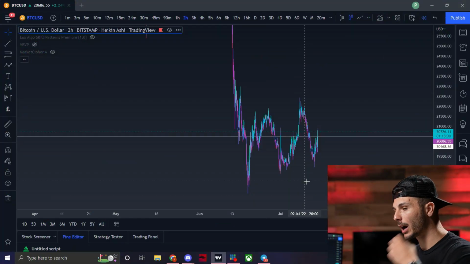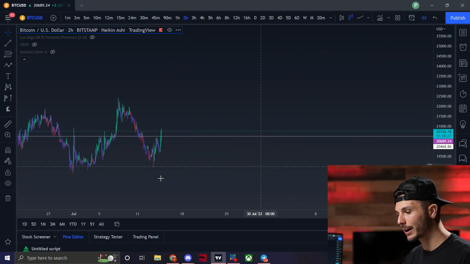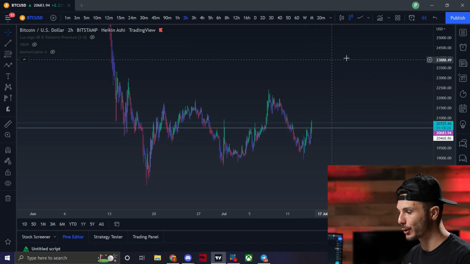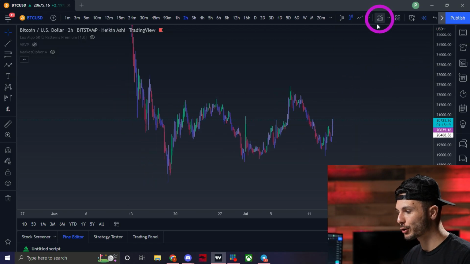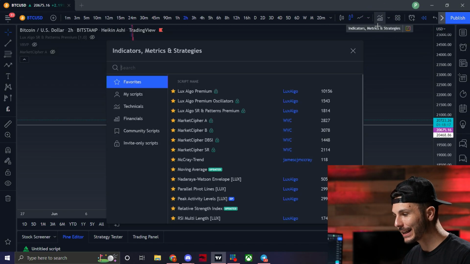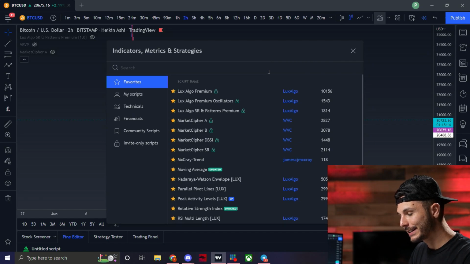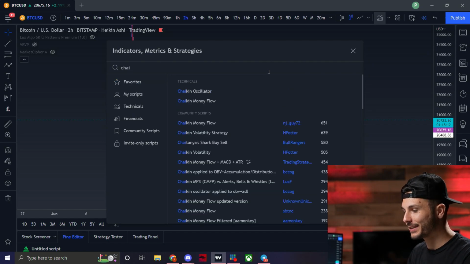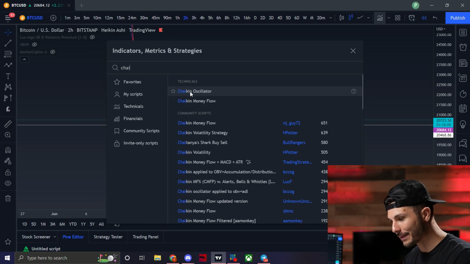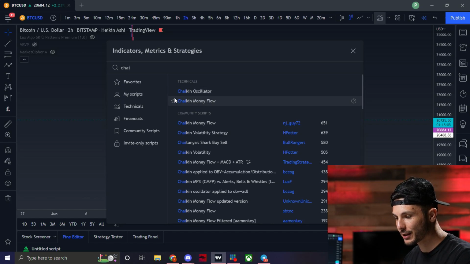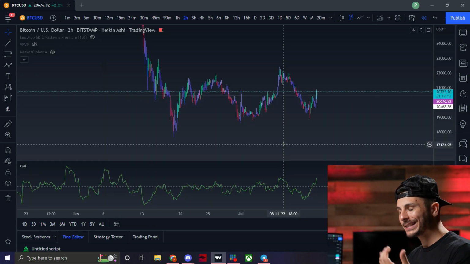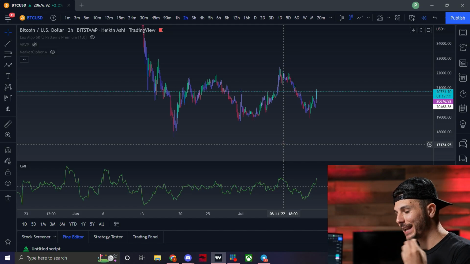So here we are on the Bitcoin 2-hour chart. And to add this indicator to your chart, you're going to want to go up here to your indicators button and click there and type in CHAI, and you will see it pop up right here. We're not going to look at the Chaikin oscillator. We're going to look at the Chaikin money flow. So you can add it to your favorites by clicking that star, or just click right here. Now you can see the Chaikin money flow has been added to our chart.